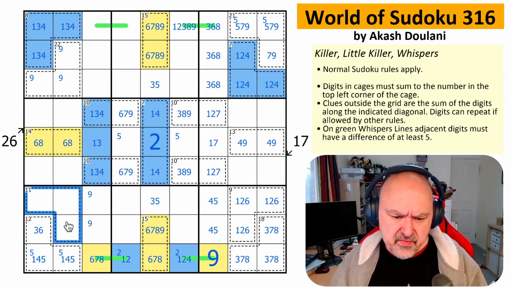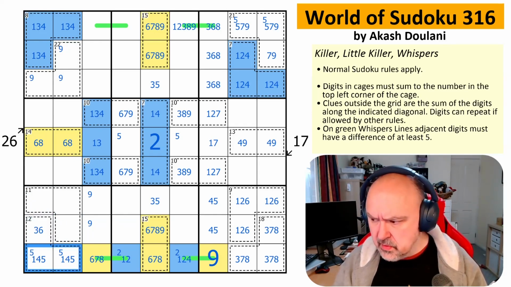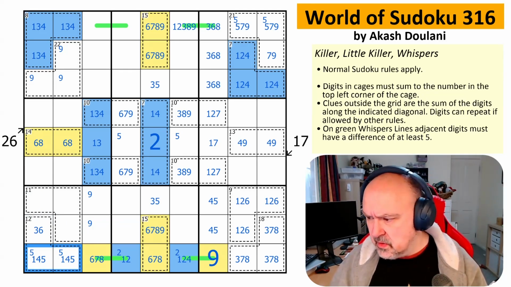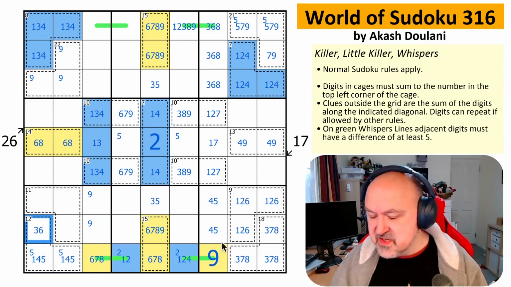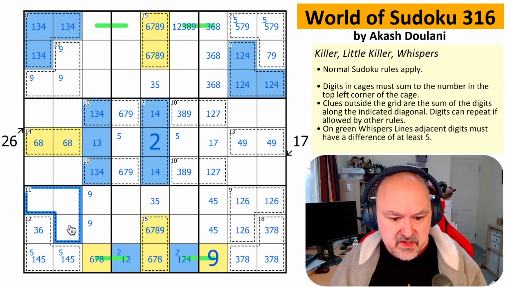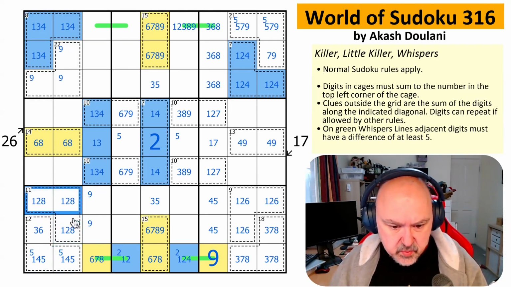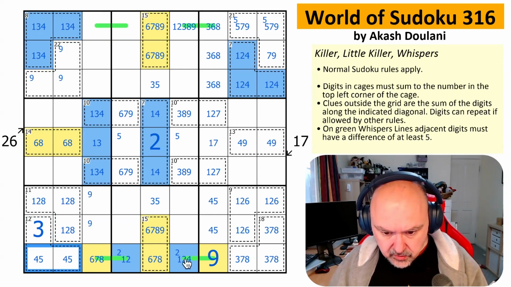If this is 1, 3, 7, this is 4, 5, 6, which does not total. So 1, 3, 7 is not possible. 1, 4, 6 doesn't work. And 2, 3, 6 doesn't work because it breaks that. This is 1, 2, 8. This has to be 1, 2, 8 or this cage is broken. This is why I need to use my calculator. This is 1, 2, 8, which means there's no 1 in here, which means this is 4, 5, so this is 3. Okay, that took a long time to get.